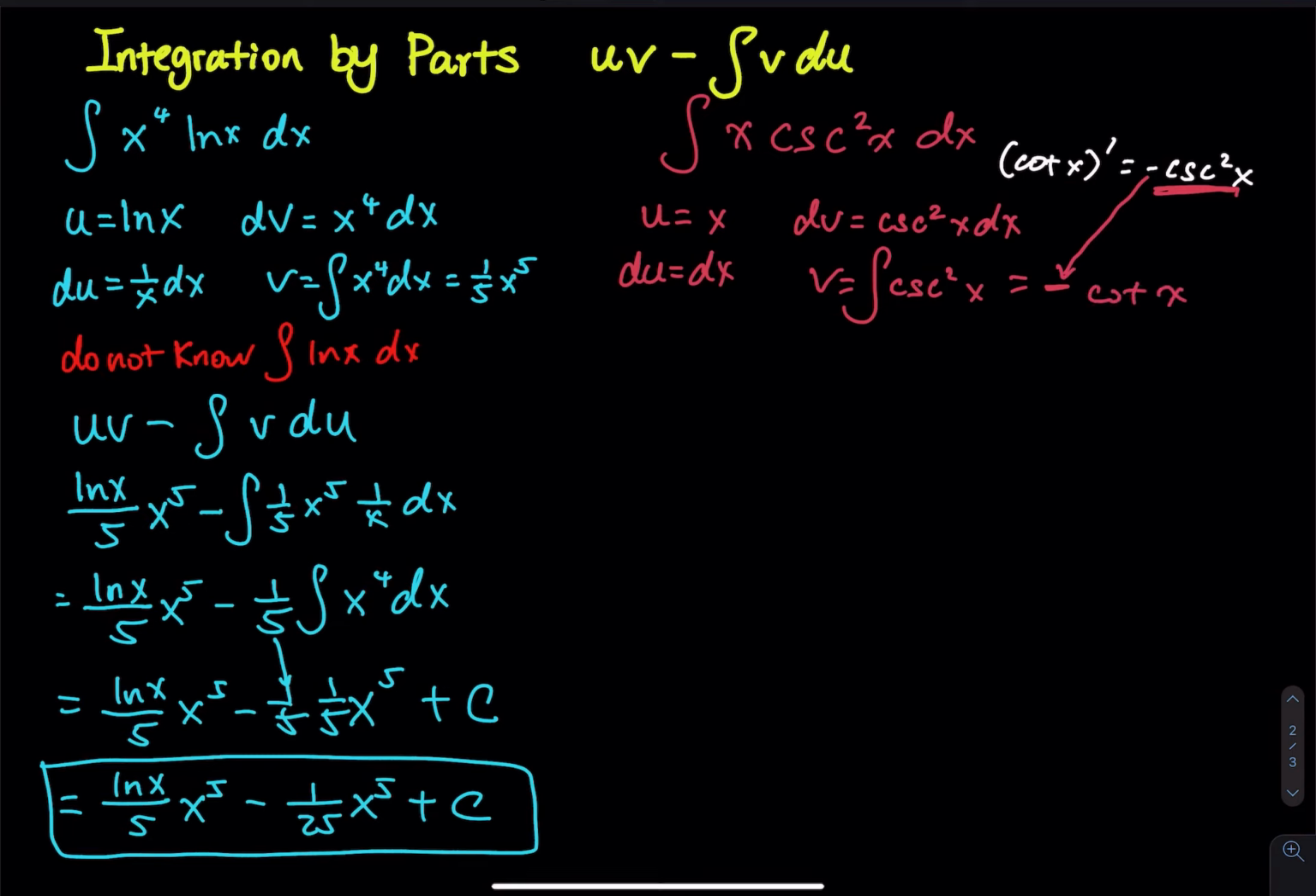And then you put all four pieces together by doing uv minus the integral of v du. I write this out every single time to remind myself what the formula is, so when I take an exam, I don't have to use my cheat sheet or note card. And then uv, that is negative x times cotangent x. And then we have a minus for the formula, and then the integral of v, negative cotangent x.